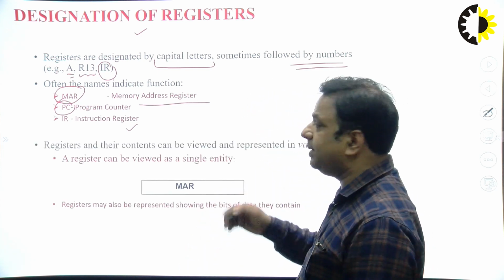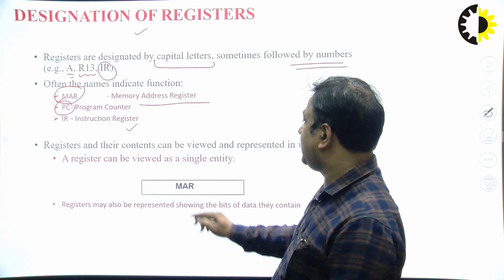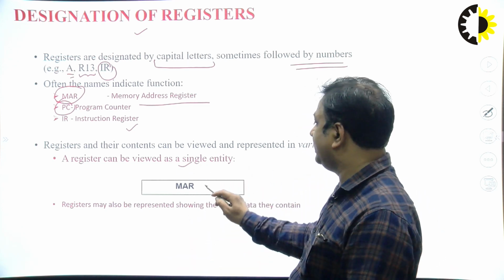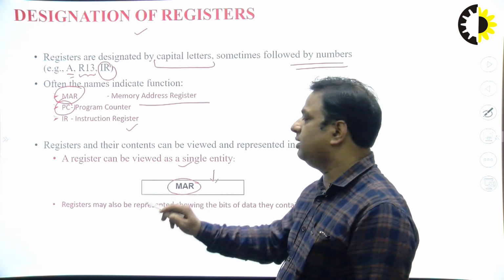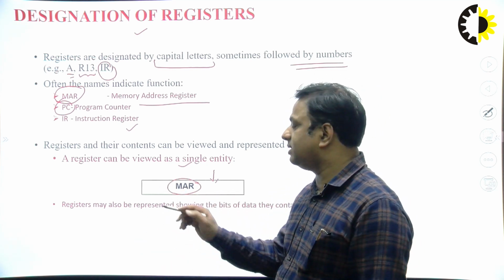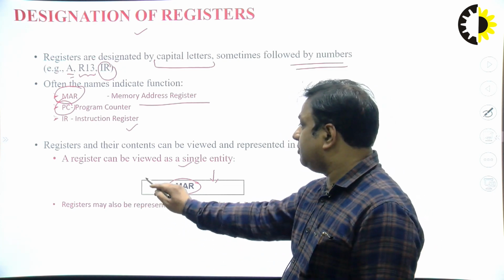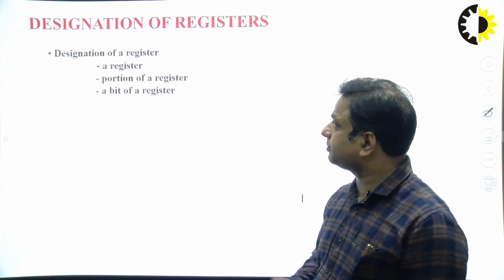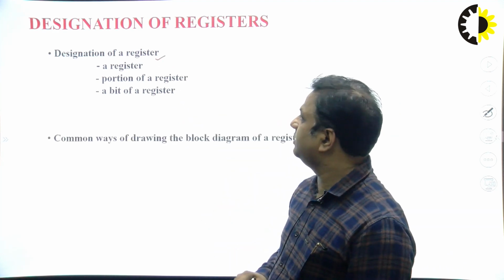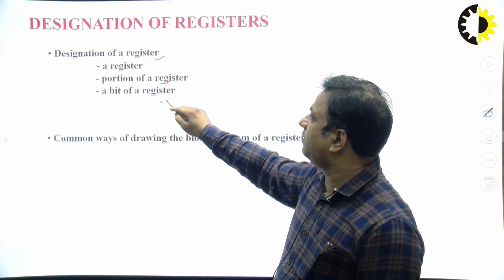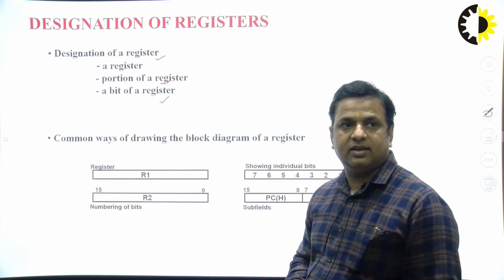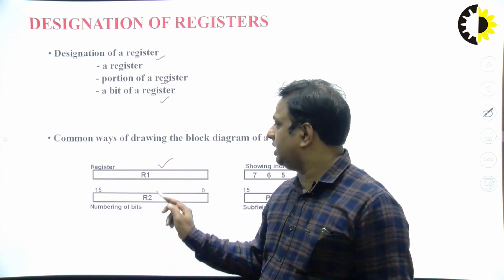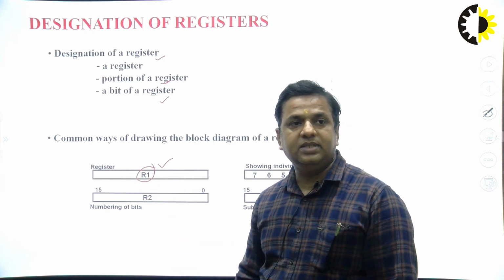How can registers be represented in a block diagram? A register can be viewed as a single entity, represented in a rectangle shape, and in this rectangle we can write the name of the register, for example MAR, memory address register. So this is one of the ways to represent a register. Next is the designation of a register, a portion of a register, a bit of a register. So these are the different ways of representing a register. Suppose this is register R1, we can use a rectangular box and write R1. That means this is register R1.